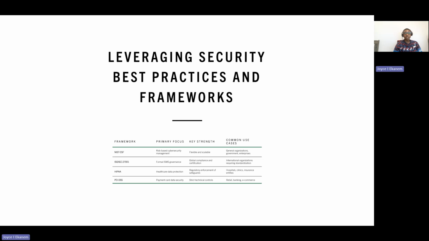For example, the NIST Cybersecurity Framework offers a high-level, flexible, risk-based model built around five core functions: identify, protect, detect, respond, and recover, making it suitable for organizations of all sizes. ISO 27001, by contrast, establishes a formal information security management system with structured governance and continual improvement cycles, emphasizing process maturity and internal control verification.